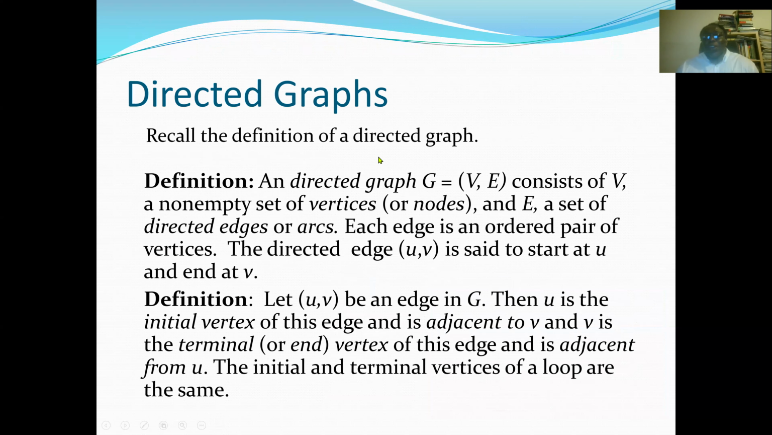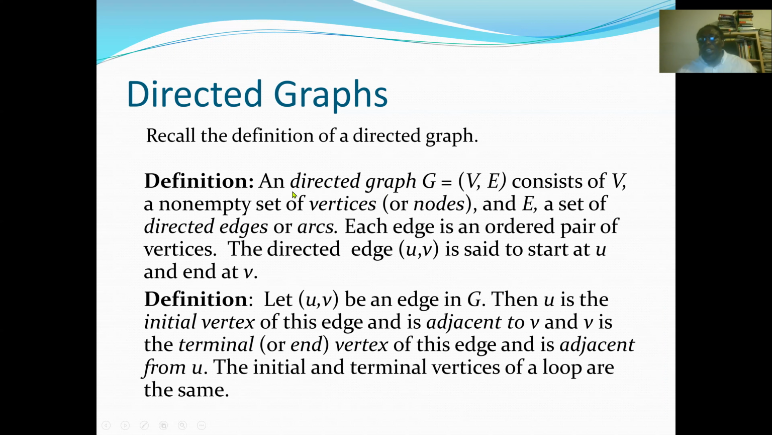Now we move on to directed graphs. We recall the definition of a directed graph from our first lectures. A directed graph G, which consists of vertices and edges, V and E, always has a direction. Let's say we have vertices U and V. A directed graph means the edge gives a direction, whether we are moving from V to U or U to V.